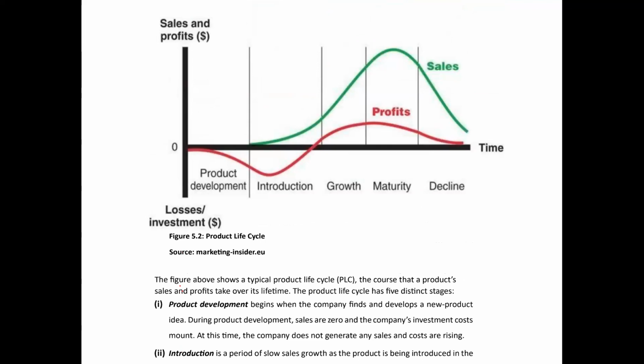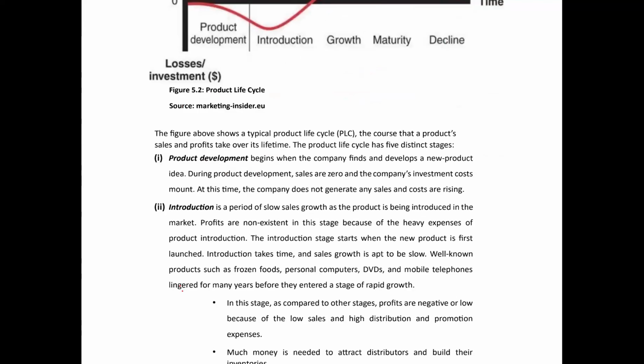The product development. Number one, product development. It begins when the company finds and develops a new product idea. So in product development, sales are zero, and the company's investment costs mount. At this time, the company does not generate any sales, and the costs are just ever rising at this stage. The costs are rising, and there are no sales that we have generated. This is one of the things that really affects us as a company, right?